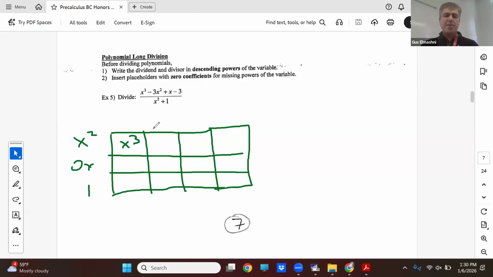I probably don't need that many boxes. I probably did too many. Yeah, I think I did too many. That's okay.